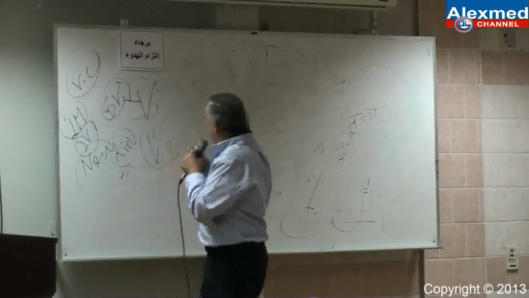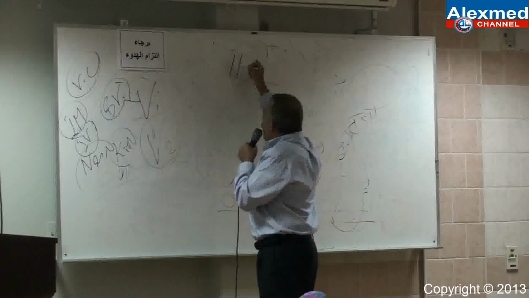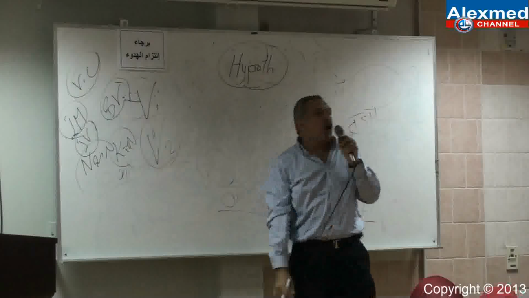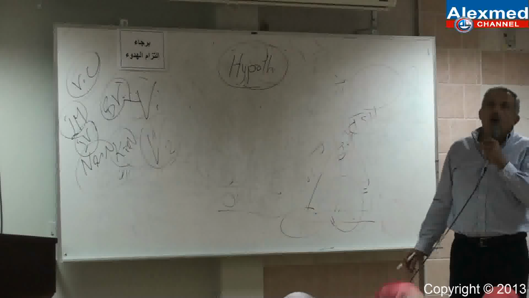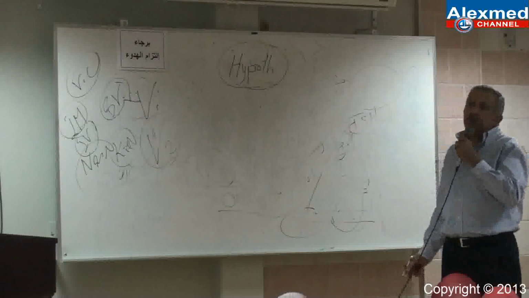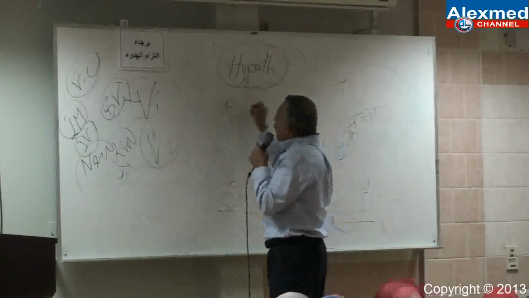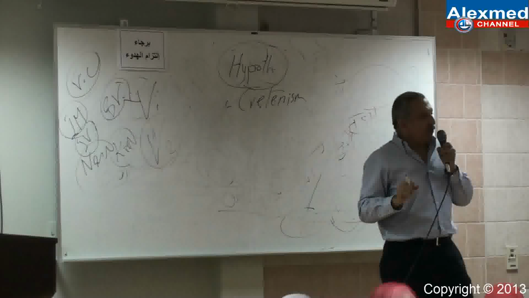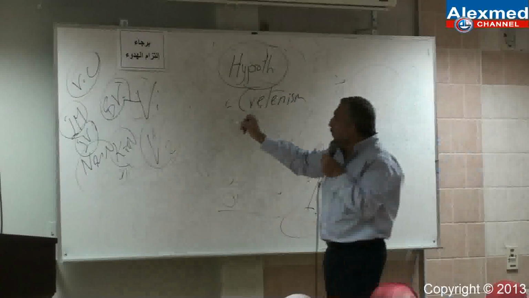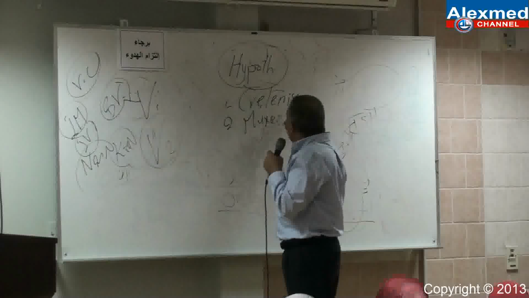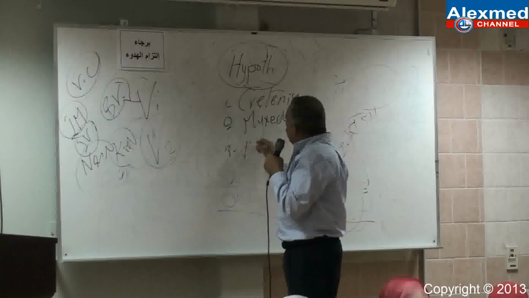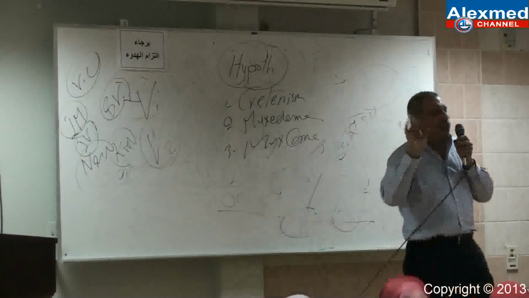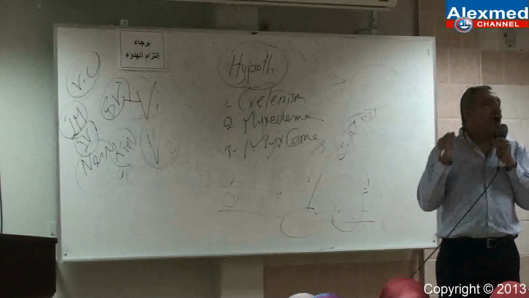What about hypothyroidism? I'm going to treat hypothyroidism. What are the cases of hypothyroidism? One, cretinism. Right? Cretinism. Second, myxedema. Third, myxedema coma. These are three titles under hypothyroidism.